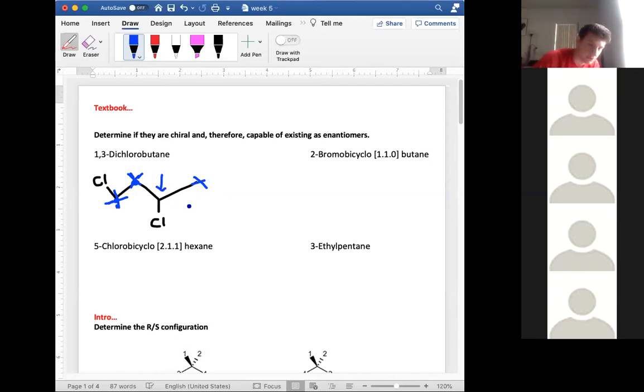So on this end, we have a CH3. On this end, we have a CH2. Here we have a chlorine, and there's an implied hydrogen. Those are 4 different groups, right? Thus, here is your chiral center. Any questions on that?